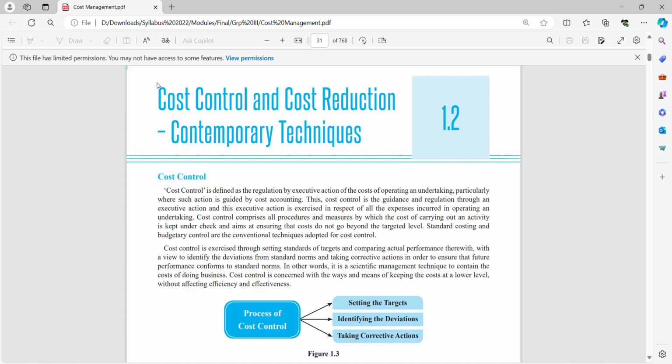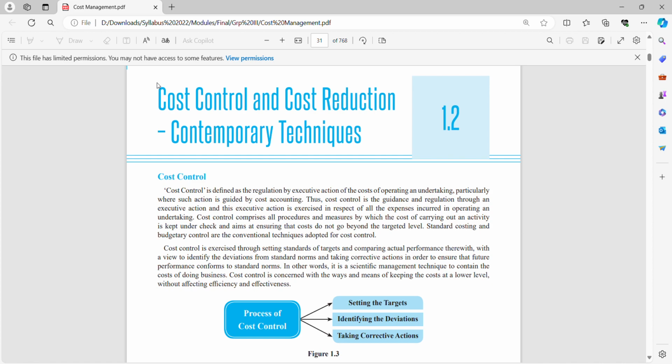Thus, cost control is the guidance and regulation through an executive action, and this executive action is exercised in respect of all the expenses incurred in operating an undertaking. Cost control comprises all procedures and measures by which the cost of carrying out an activity is kept under check and aims at ensuring that costs do not go beyond the targeted level. Standard costing and budgetary control are the conventional techniques adopted for cost control.